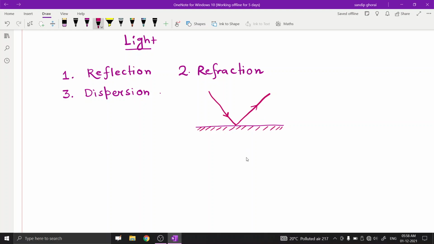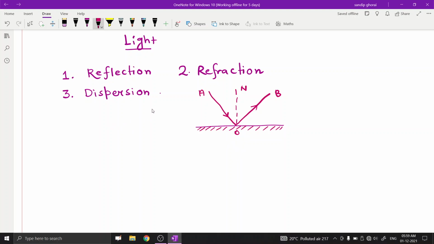Here we can say, if we take AO, this is your incident ray, and OB is the reflected ray, and the imaginary line which is perpendicular to the reflecting surface, that is ON. Here ON is the normal. So reflection occurs for different types of mirrors.